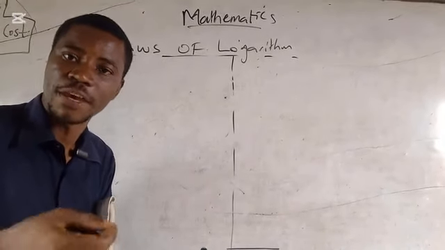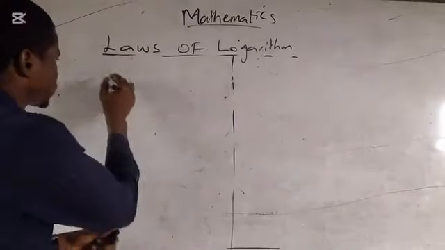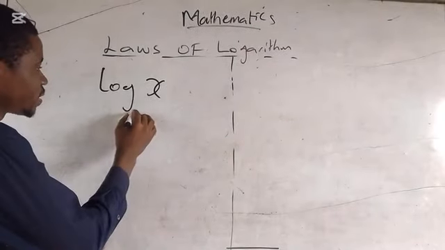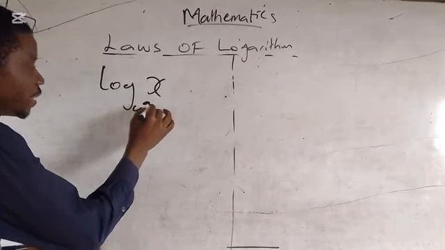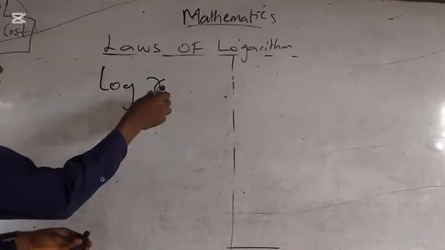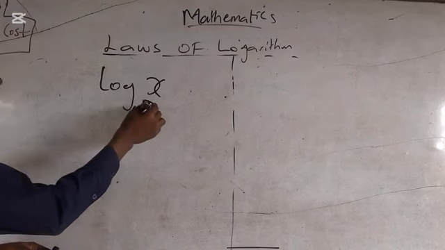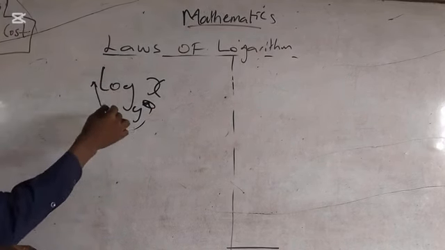Okay, what if you have a base that has a power? Let's say for instance you have something like log x base y raised to power a. How do you address the power of this base? To address the power of this base, you can take this base a to this place, but when it's coming here, it becomes the reciprocal.